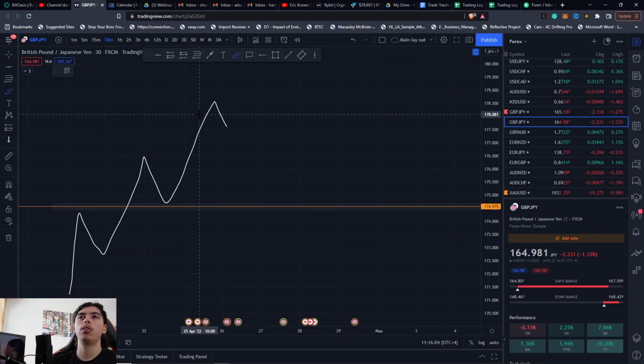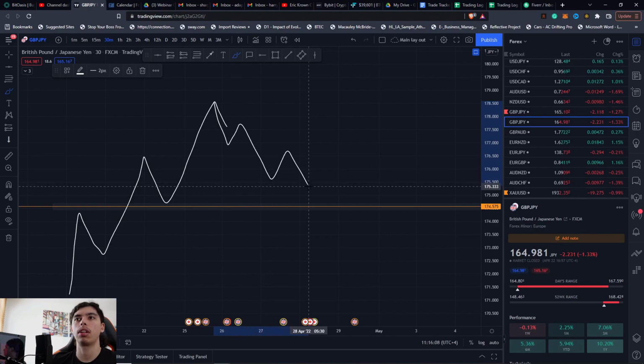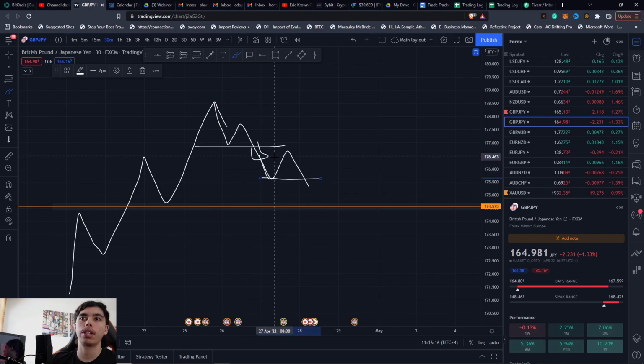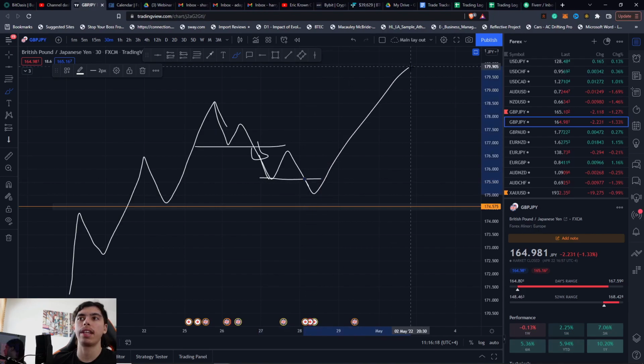It is very normal to see in a pullback on lower time frames that price is breaking structure like this. This is where people get caught out. They say, oh, this is a break of structure, I'm going to take a sell. They say, oh, here's another break of structure, I've seen this twice, I'm going to take a sell. Then they get this, boom. And they're like, what happened?